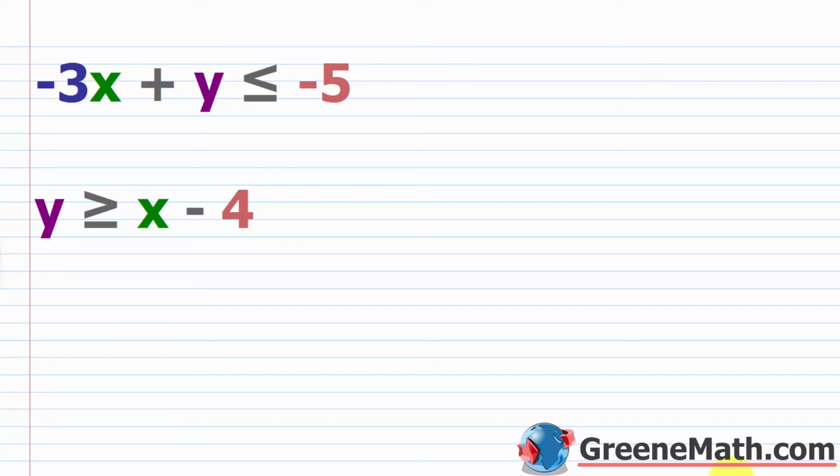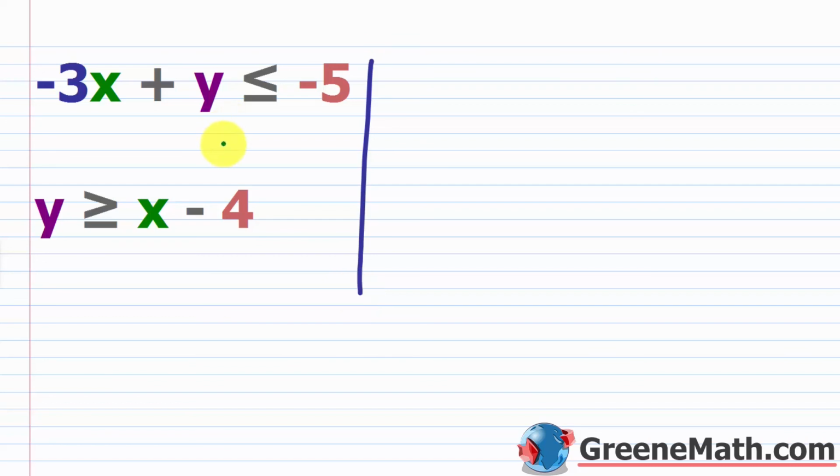So we're going to start with an easy example. We have two linear inequalities in two variables. We have -3x plus y is less than or equal to -5. We have y is greater than or equal to x minus 4. Now, you can use the test point method or you can solve for y. Whichever you want to use, I'll cover both. Let's solve for y first because it's a bit easier.